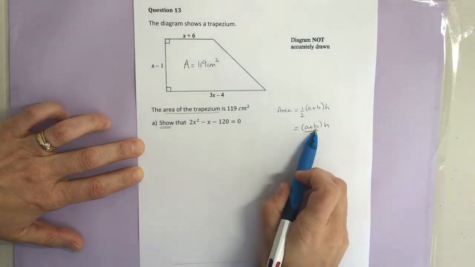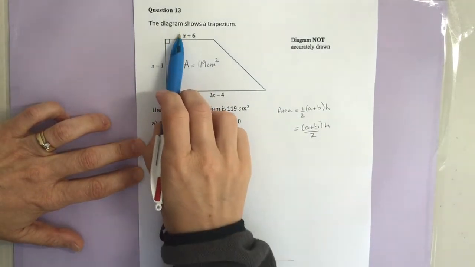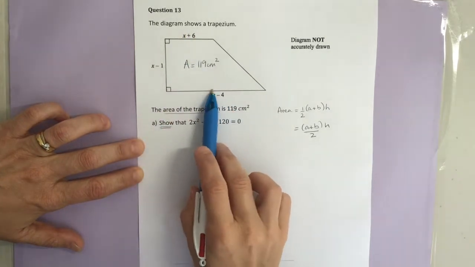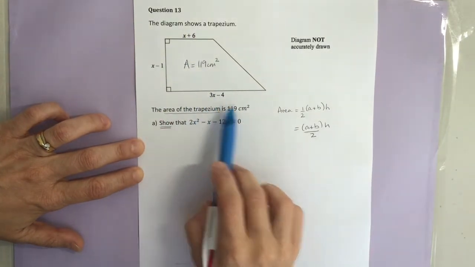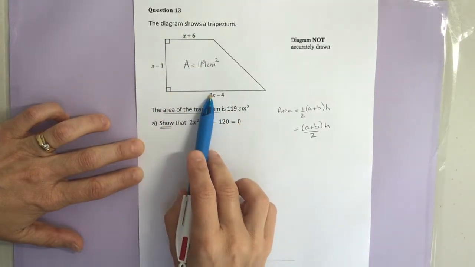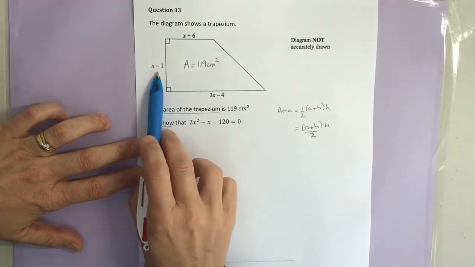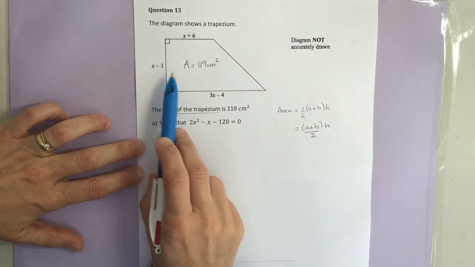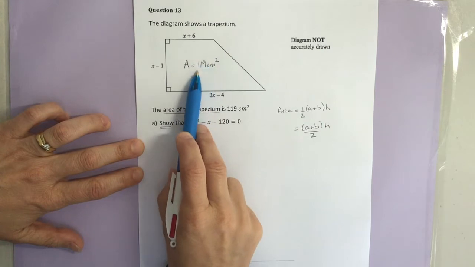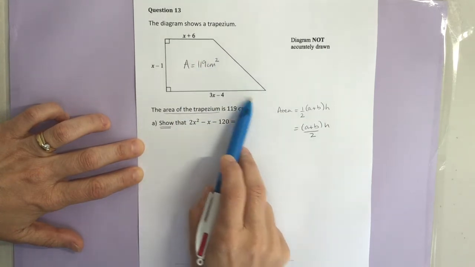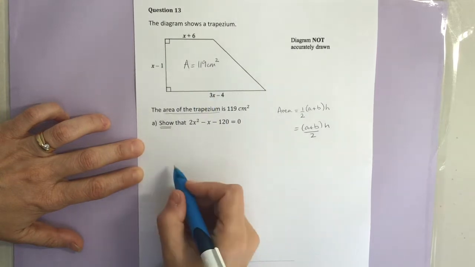Okay, so my A and B are my parallel sides, so my A is x plus 6, my B is 3x minus 4, or the other way around, it doesn't matter because we're adding them. So there's my A and my B values, and my H value here, my perpendicular height, is this value x minus 1. And I know that my area here is 119, so I can substitute that in for this area here, 119. Okay, so let's write this out.